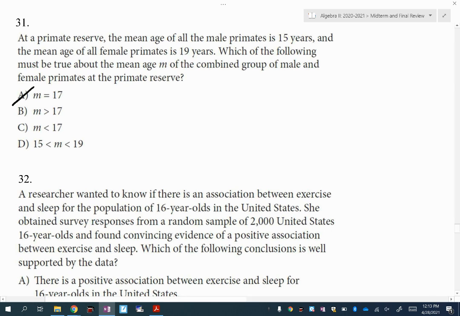But there's no way I could possibly know that's going to be 17 without knowing how many males, how many females, what their actual ages are. Again, it could be more than 17. It could be less than 17. I have no idea. What I do know is that if I'm looking at combining these and finding the mean of the group, I know it will be between 15 and 19.